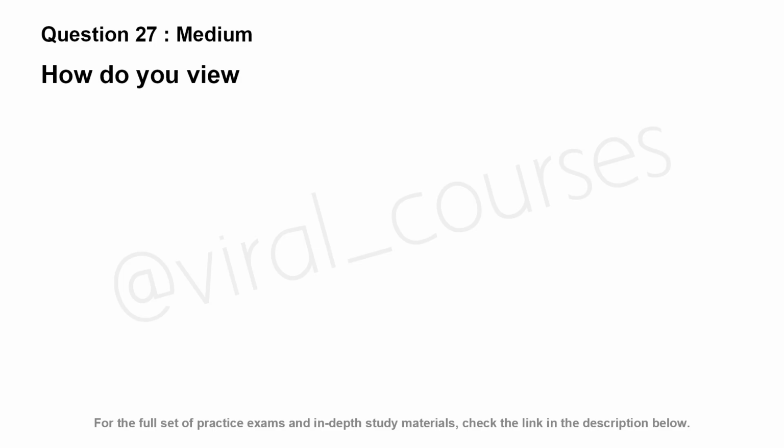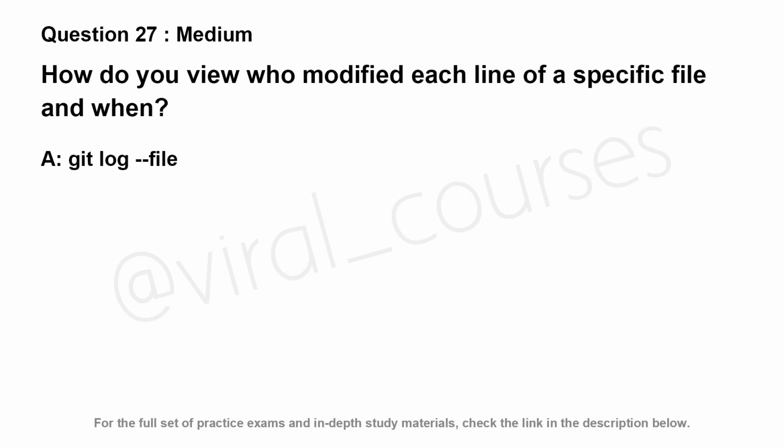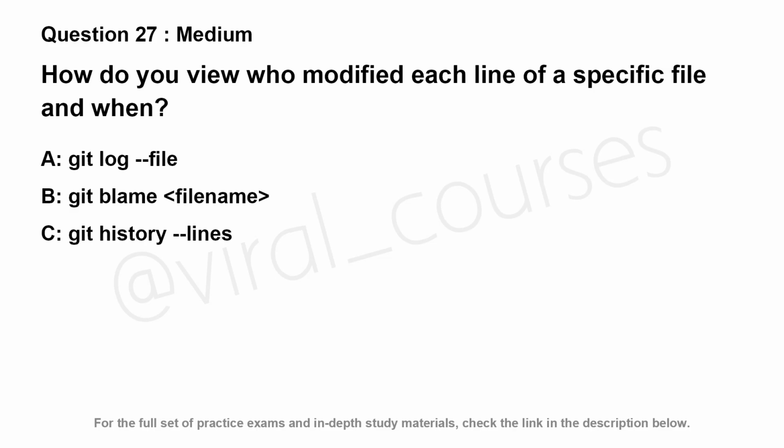How do you view who modified each line of a specific file and when? Option A. git log <file>. Option B. git blame <file name>. Option C. git history --lines. Option D. git show <file name>.